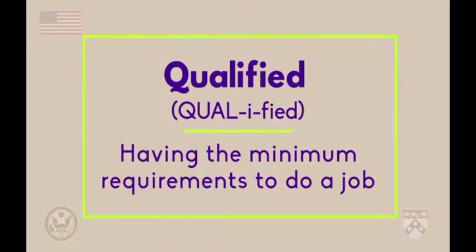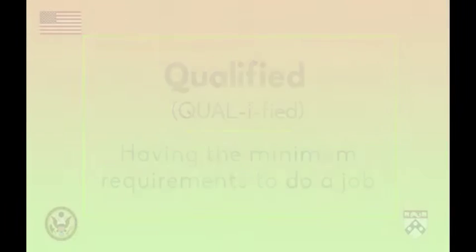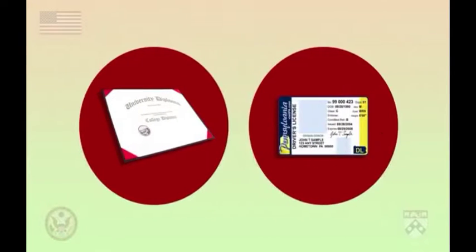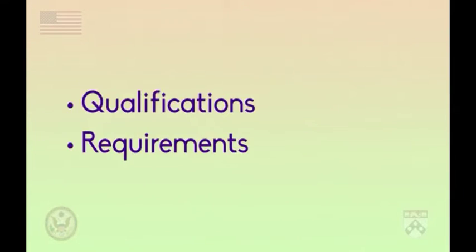For example, in one job, this might mean you need to have a university degree. In another job, it might mean you have to have a license or a certification in a particular area, like driving a truck or being a nurse. How do you know what qualifications are needed? Well, the advertisement should clearly say this. It may say qualifications or requirements.